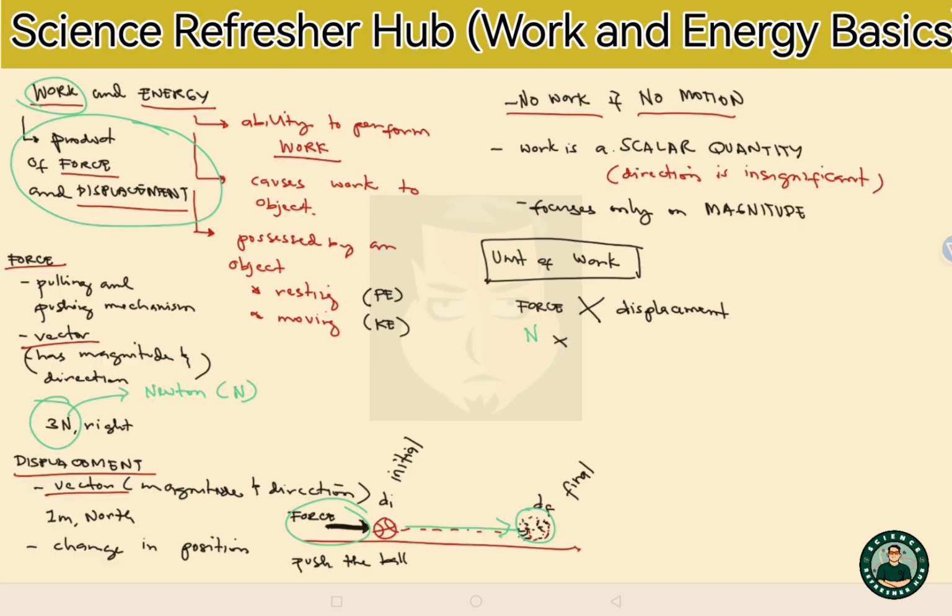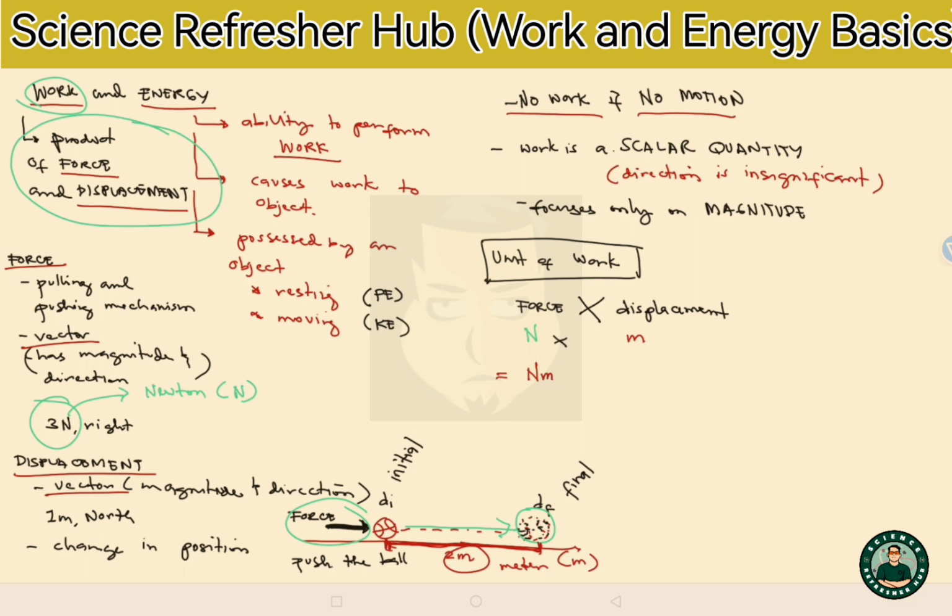Since we're dealing with position, let's say the initial position of the ball is here, and then this is going to be the final position. And if we will measure it, let's say it's 2 meters. So the unit of displacement is this one, meter or lowercase m. So we will multiply Newton and meter. The unit will become Newton meter. That's the unit of work.